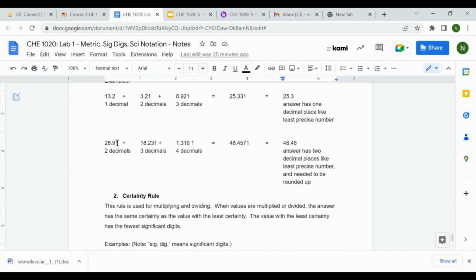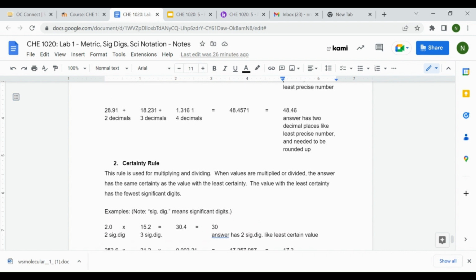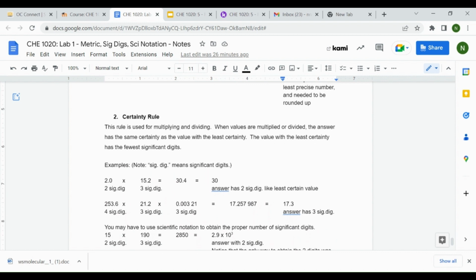Okay, so taking a look at another example here. This time we've got 2 decimal places in the first, 3 in the second, and 4. Again, I'm counting up and comparing them. 2 is the least number of decimal places, so my answer, when I add them up or subtract them, should have 2 decimal places. Not significant digits, 2 decimal places, 2 numbers after the decimal.